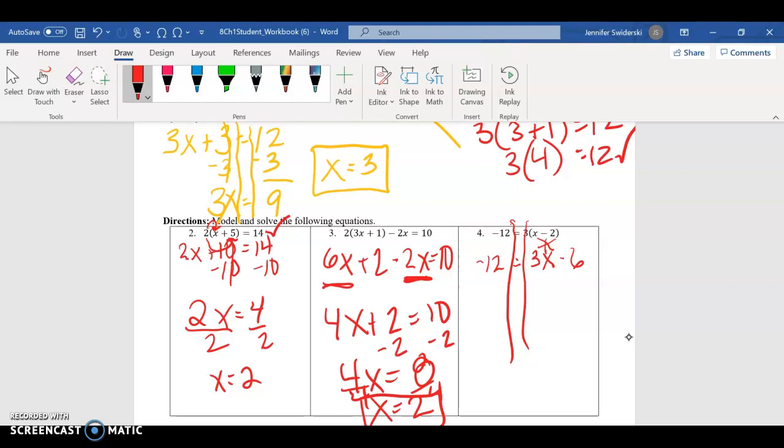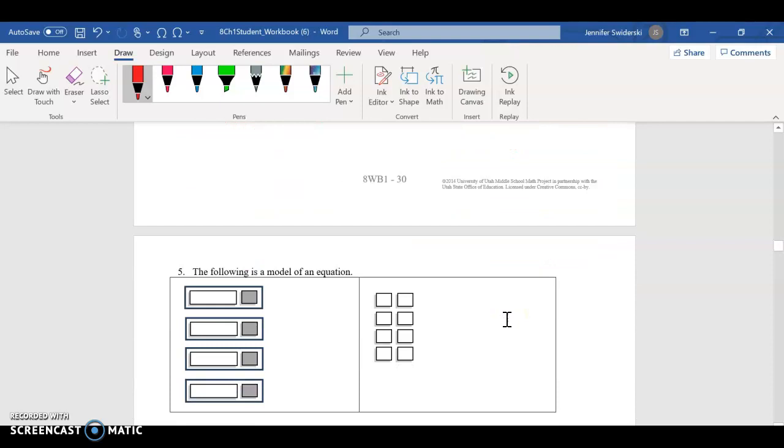So I'm going to do the opposite to this negative 6 to bring that over. So I'm going to add 6 and add 6. I'm left with negative 6 equals 3x. Now I can divide both sides by 3, and I get x is negative 2 because a negative divided by a positive is a negative. All right, same steps.